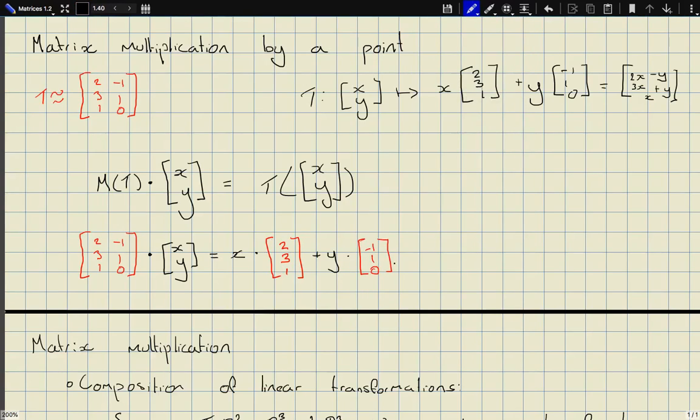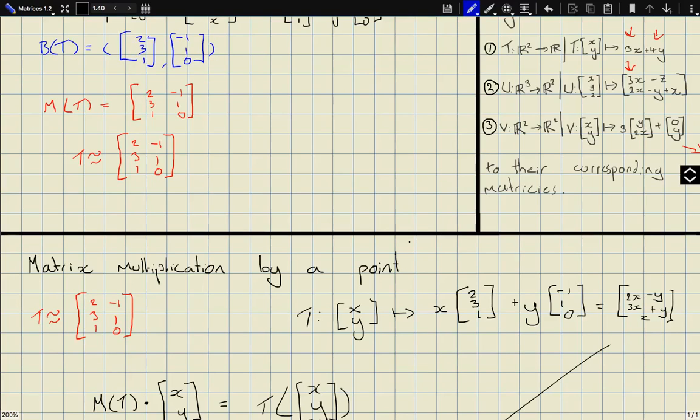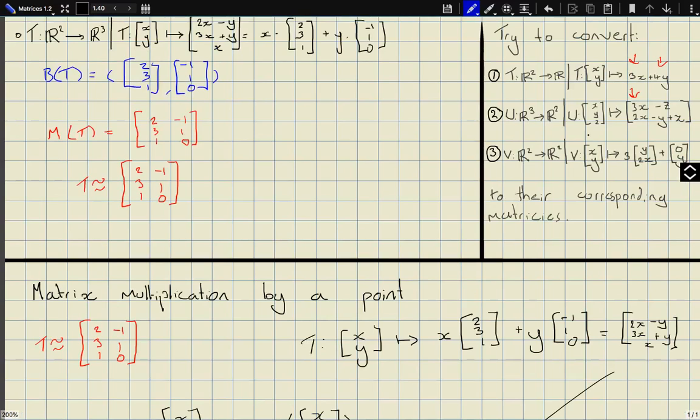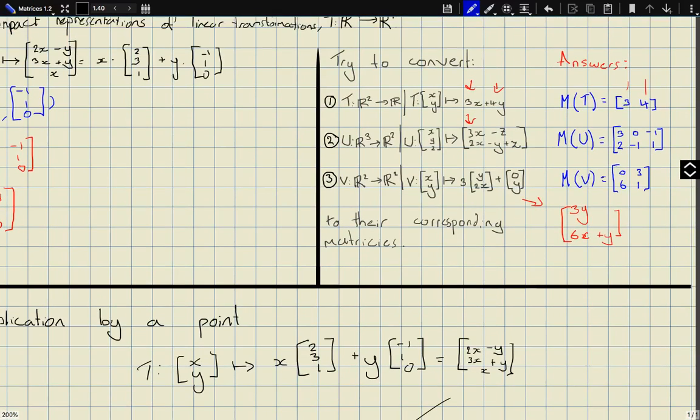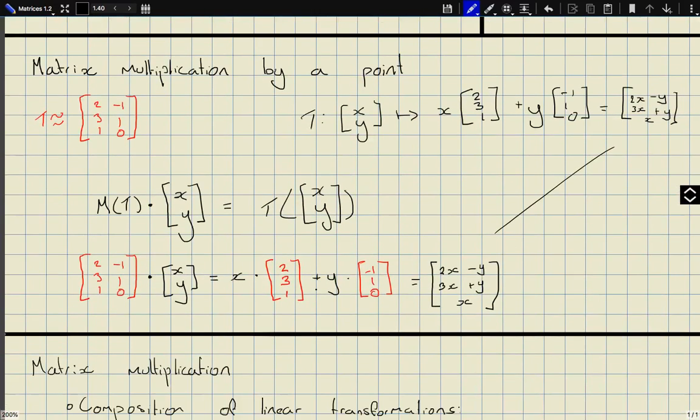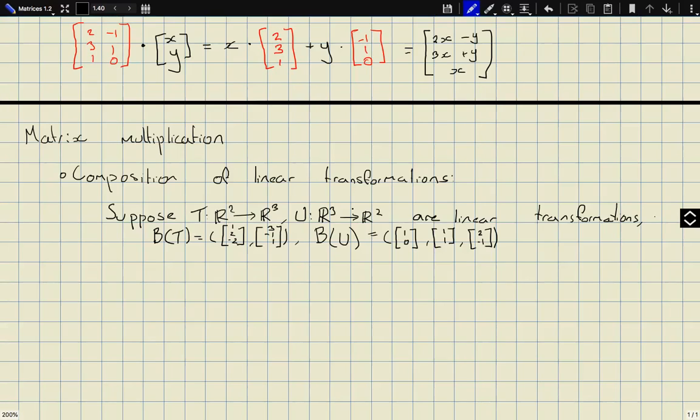And of course, if we were to simplify that, we would get 2x minus y on the top, 3x plus y, and just x on the bottom. And so you can see here that we've got the same result, whether we use the matrix multiplication or just the simple transformation, because you can see these two results are the same. And so that's how we define matrix multiplication by a point. So you can use that and just play around if you like, show that these matrices here and these transformations give you the same values, and then we will move on to matrix multiplication by other matrices.